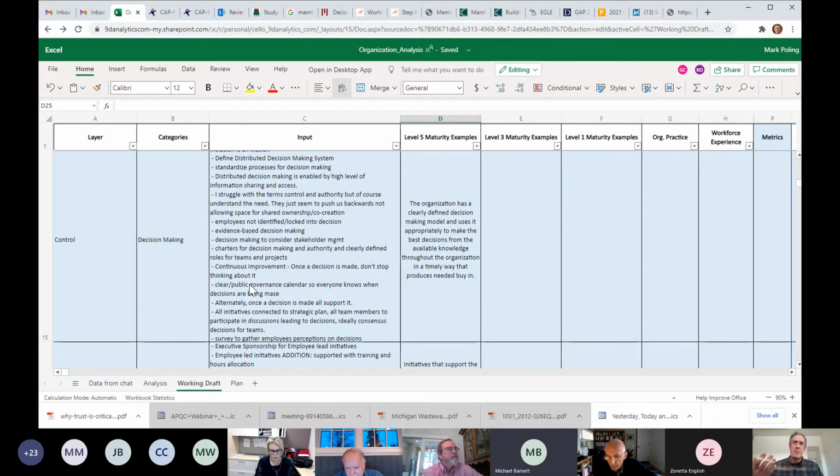So a statement that I came up with out of this is, the organization has a clearly defined decision-making model, and it uses it appropriately to make the best decisions from the available knowledge throughout the organization in a timely way that produces needed buy-in. So a big statement, a lot of things. I tried to cover a lot of what was going on in the great input that we got from the workshop. I'm going to pause there and see if there are any quick questions or comments, and then I'd be happy to answer anything folks have.